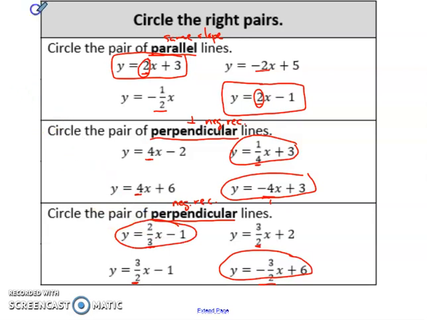Okay, that's it. So it's about slope. Same slope is parallel, negative reciprocal is perpendicular.